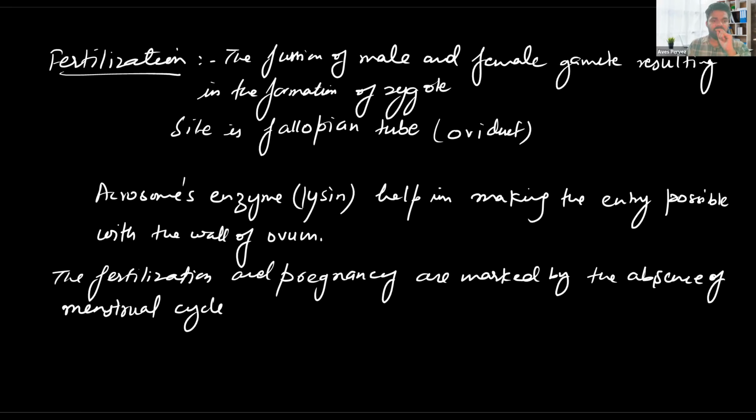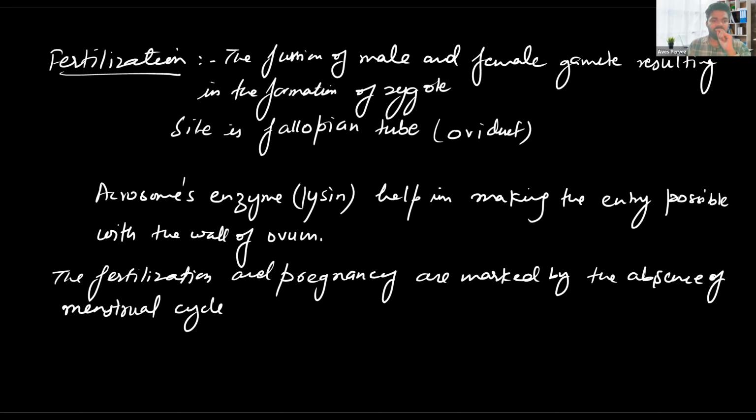This is the fallopian tube and this is the uterus. So when the zygote is formed at the fallopian tube, it keeps on dividing this way, and we form a big mass of cells. What do we call it? Morula.